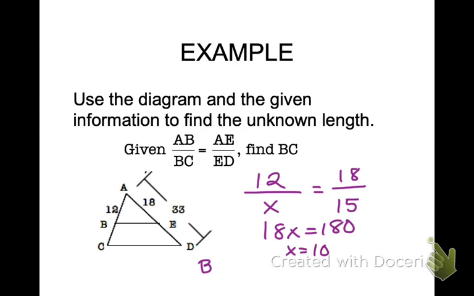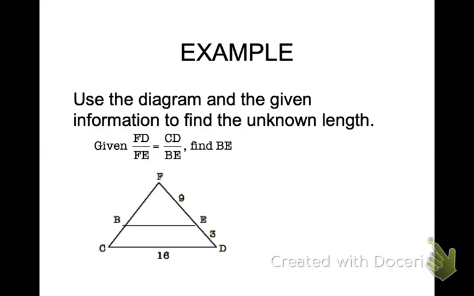So what's BC equal to? I got 10. 180 divided by 18 times X is 18. There we go. So BC is equal to 10. So far, so good? Good. All right, next one.